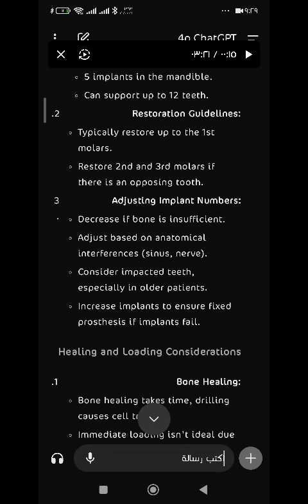2. Restoration guidelines. Typically restore up to the first molars. Restore second and third molars if there is an opposing tooth.